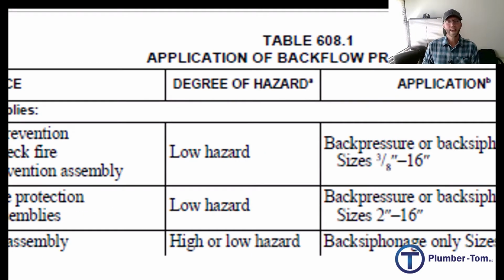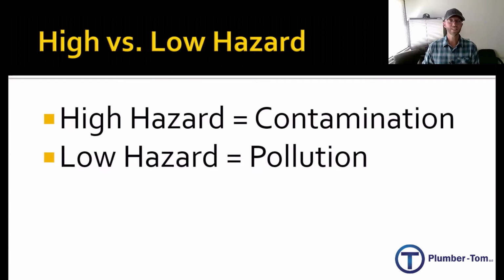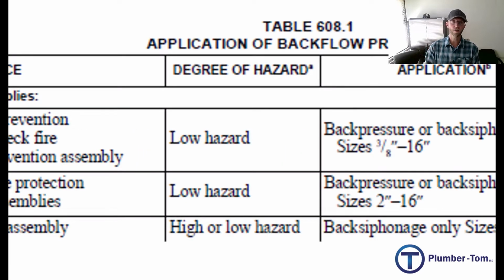Let's have a closer look at column 2, degree of hazard. We're talking about low hazard or high hazard. What's the difference? Well, as we go back to definitions, we see that high hazard equals contamination. We talked about contamination. That means it's going to kill you. Low hazard is referring to pollution. We talked about pollution, and that means it's not going to kill you, but you definitely don't want it in your water. Some devices are not rated to protect against high hazard, but they can stop something for low hazard situations. So we'd want to be aware of which one is which and what our situation is that we're dealing with, and then install the correct device.